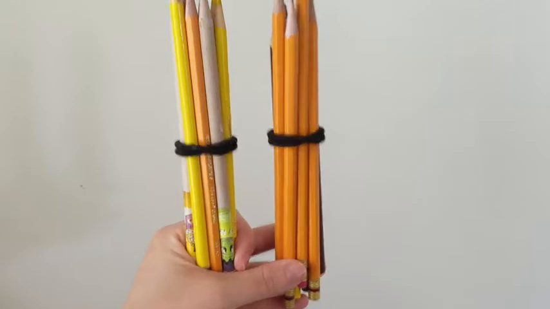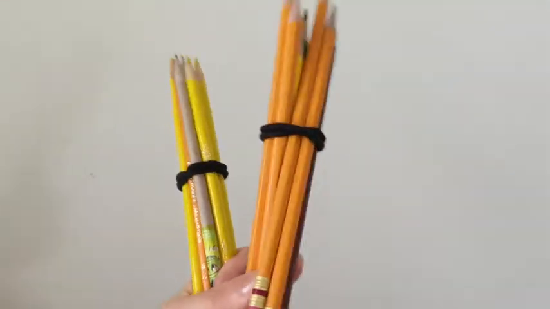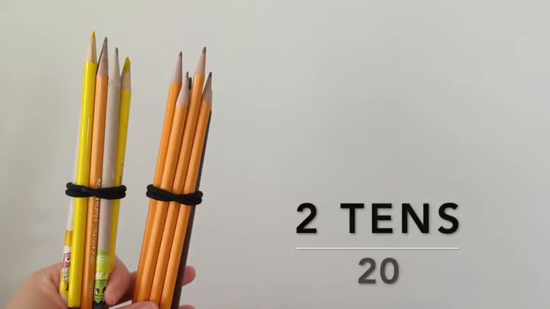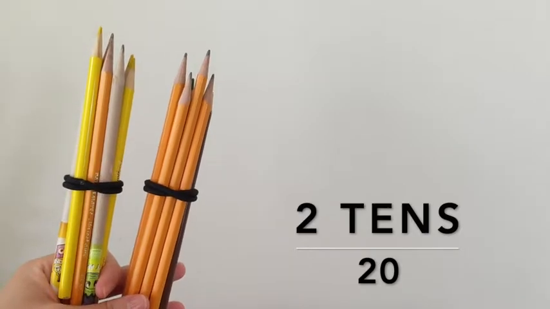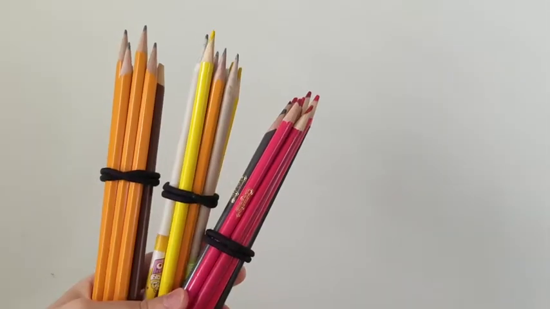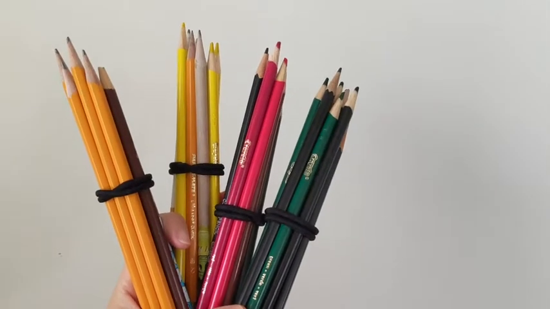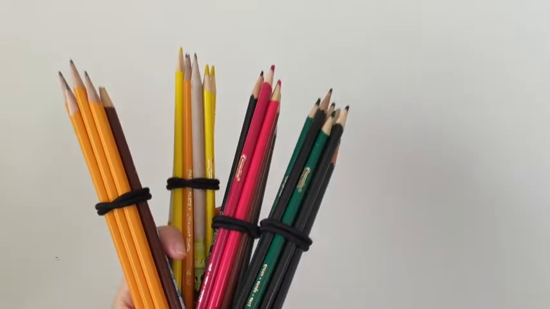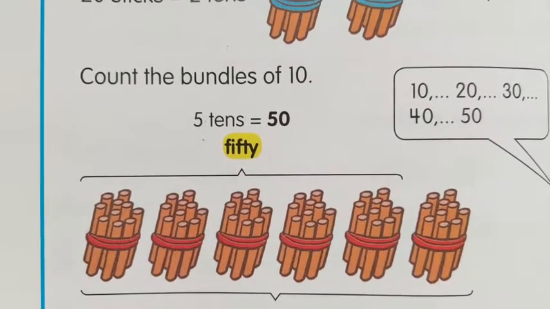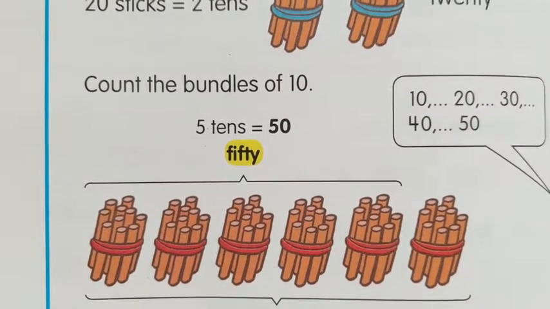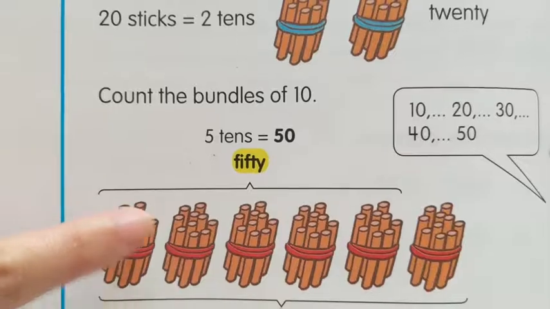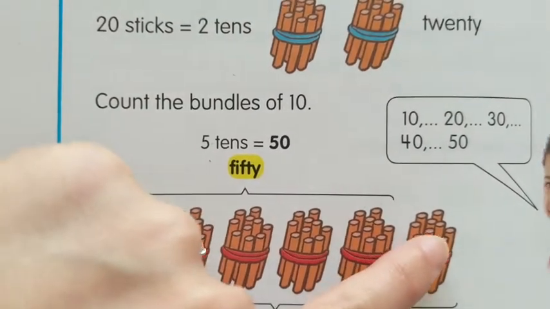Now I have 2 tens, 2 bundles of tens, which I call 2 tens, and if you write down the number 2 tens, it would be 20. So here's 10, 20, 30, 40, or 4 groups of tens, 4 tens, and so on. Here's what 50 would look like. 5 tens, 5 bundles of tens, which is 50, and you count it like this: 10, 20, 30, 40, 50.